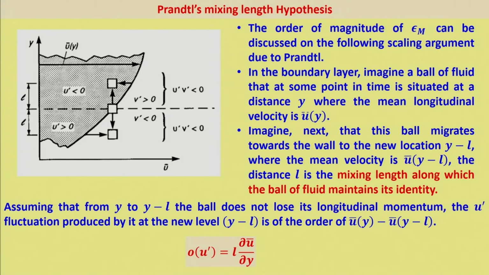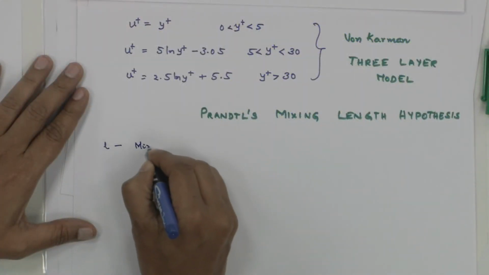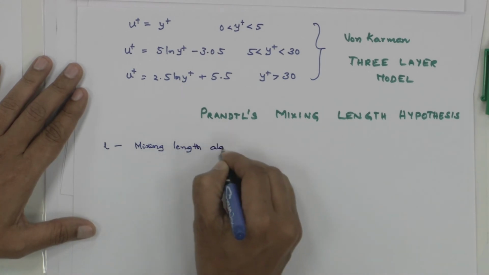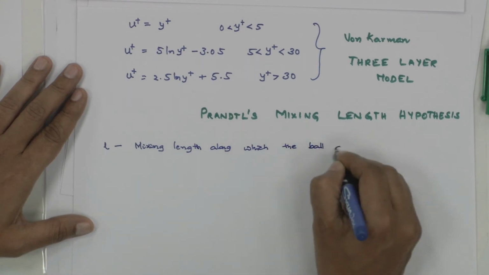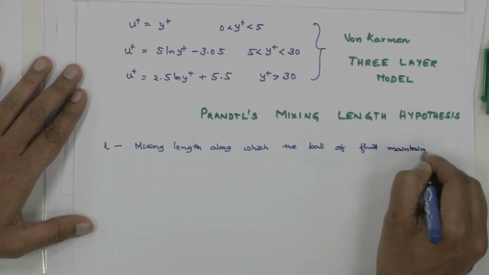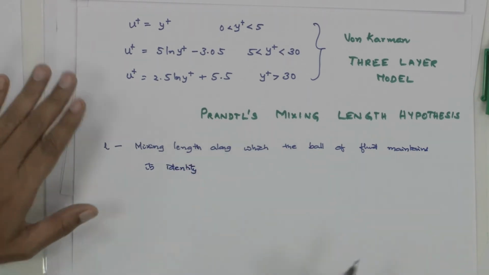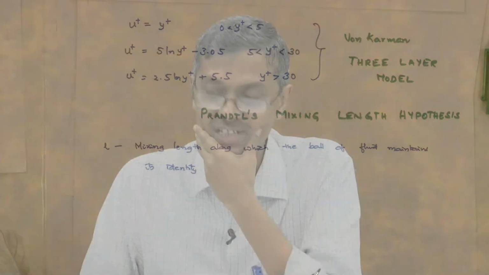So what is L? L is the mixing length along which the ball of fluid maintains its identity. If you recall my video yesterday, and in the previous modules, I had told that you can think of L as a kind of eddy size, how long it is retained.